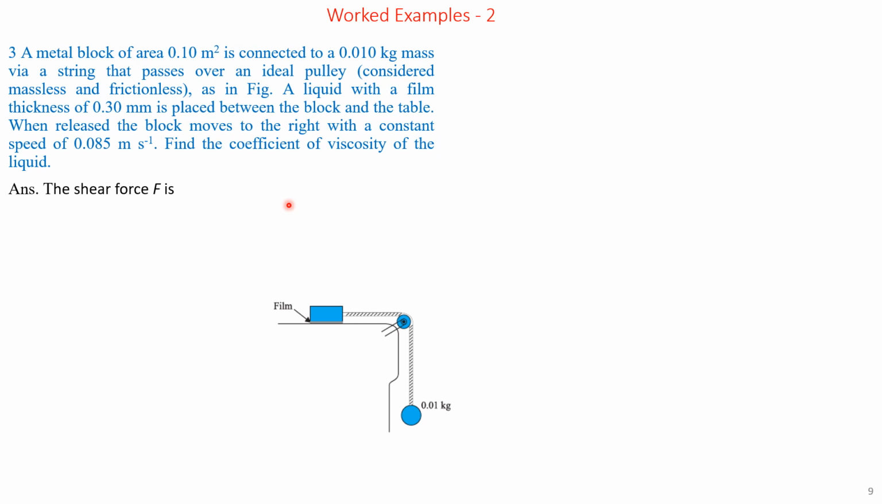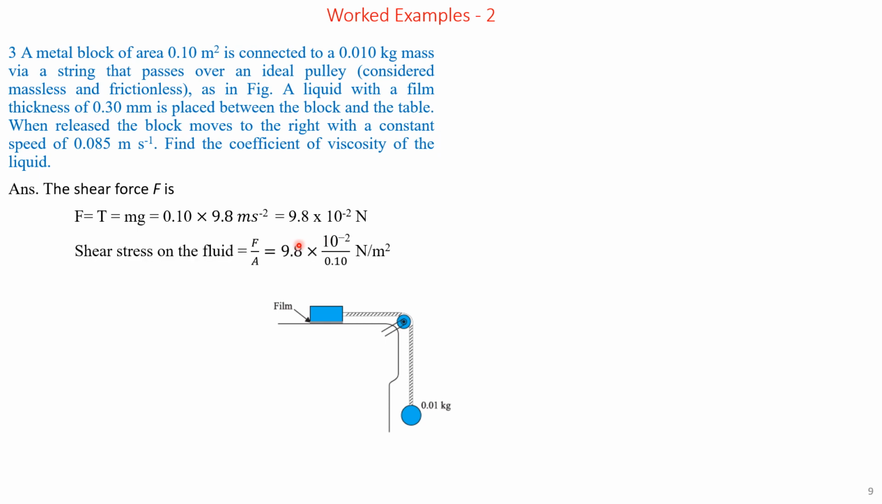The metal block moves to the right because of the tension in the string. The tension T is equal in magnitude to the weight of the suspended mass. Thus, the shear force F is given by the relation F is equal to T is equal to mg, that is mass into acceleration due to gravity, that is equal to 0.1 kg into 9.8 meters per second square. Simplifying, we get F as 9.8 into 10 to the power of minus 2 newtons.